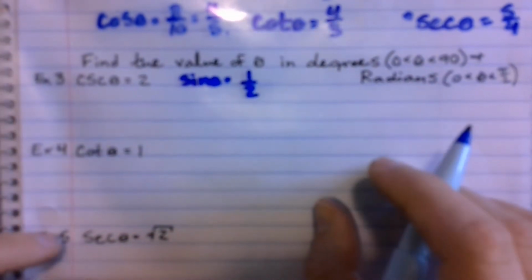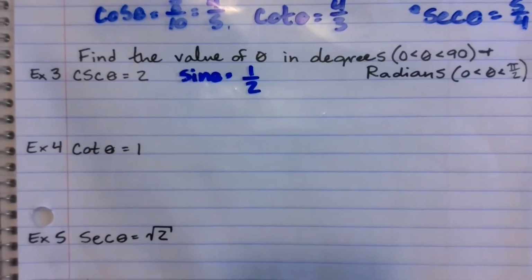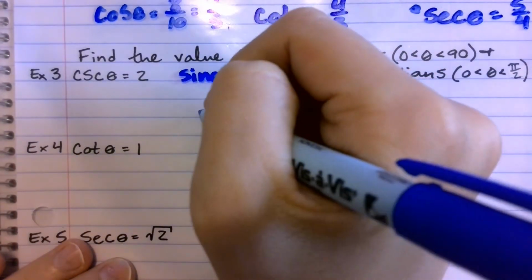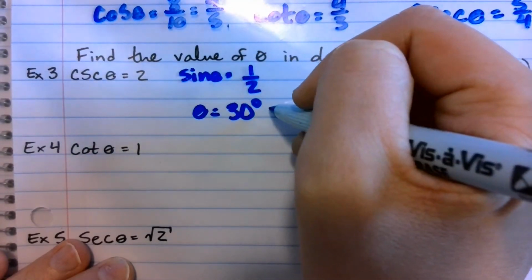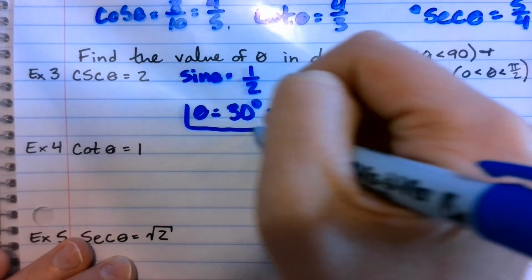So then I just have to figure out, or know, that if sine of theta is 1/2 in the first quadrant, that happens at 30 degrees. So my theta is going to be 30 degrees, or pi/6 radians. Those are my 2 answers.